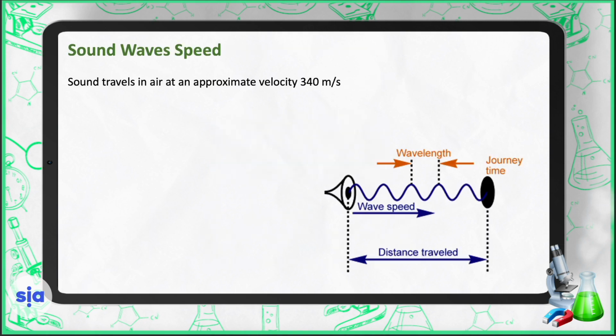Sound wave speed. Sound travels in air at an approximate velocity of 340 meters per second. And the wave velocity equals the wavelength multiplied by the frequency of the wave.